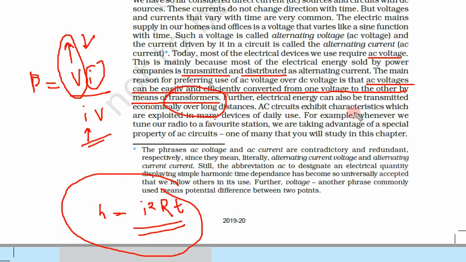So AC exhibits such characteristics which are exploited in many devices of daily use. For example, whenever we tune our radio to a favorite station, we are taking advantage of a property of AC circuits, which we will learn in this chapter. But the major advantage is its transmission and distribution by means of transformers.